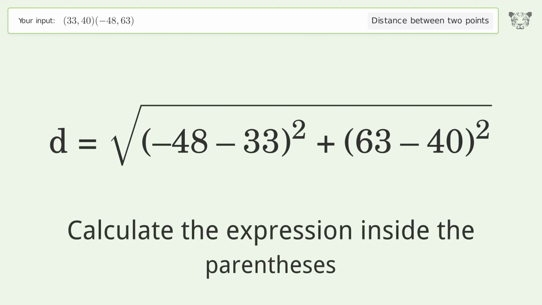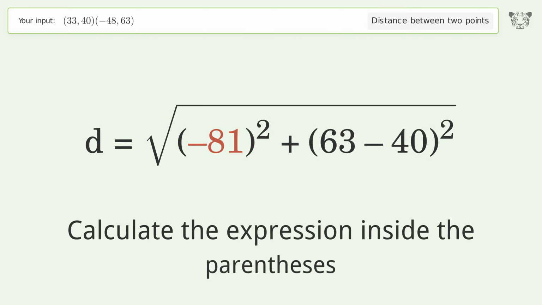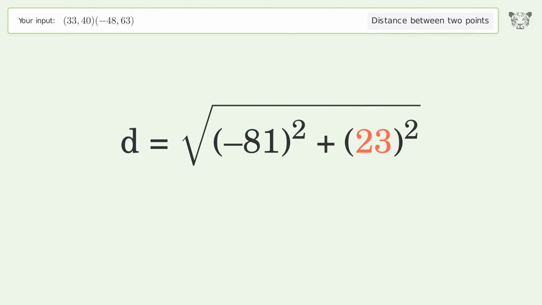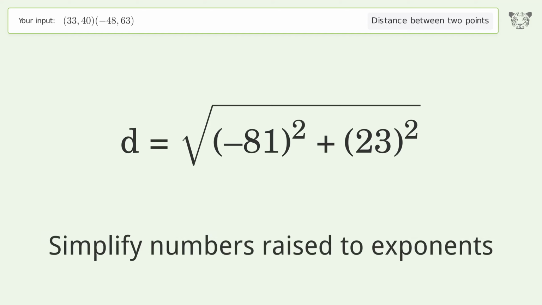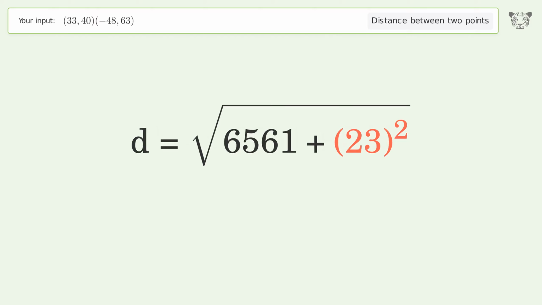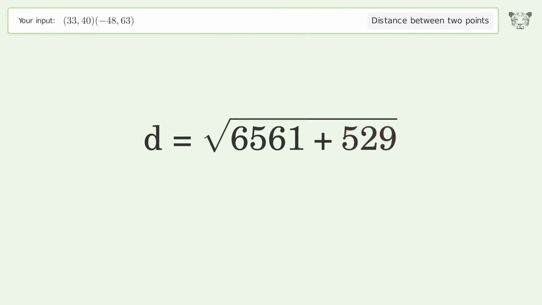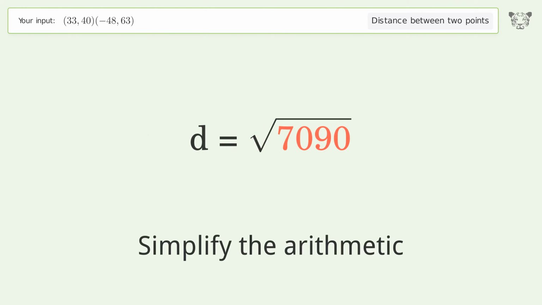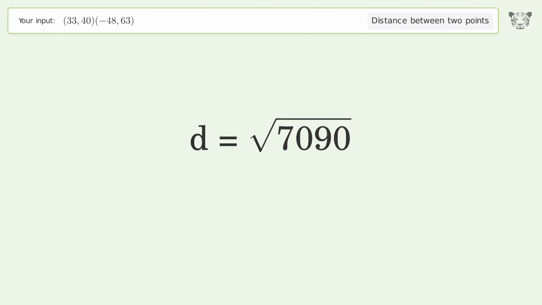Calculate the expression inside the parentheses. Simplify numbers raised to exponents. Simplify the arithmetic. And so the distance between the 2 points is the square root of 7090, or 84.202.